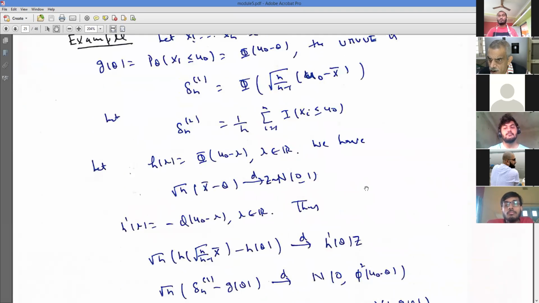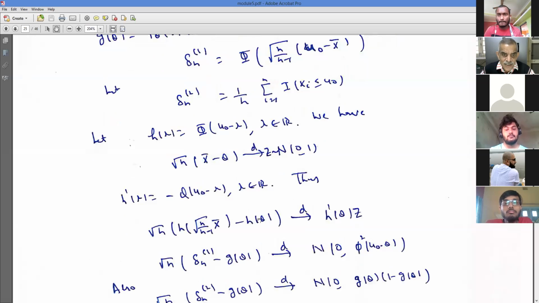Here Cn is root n upon n minus 1, which is same as 1 minus 1 by n to the power minus half, which is same as 1 minus 1 by 2n. So root n times H of Cn T bar minus H of theta, where H of theta here is H of U0 minus theta because Ti's have mean U0 minus theta, would go to H prime of U0 minus theta times Z, which is normal 0, 1.